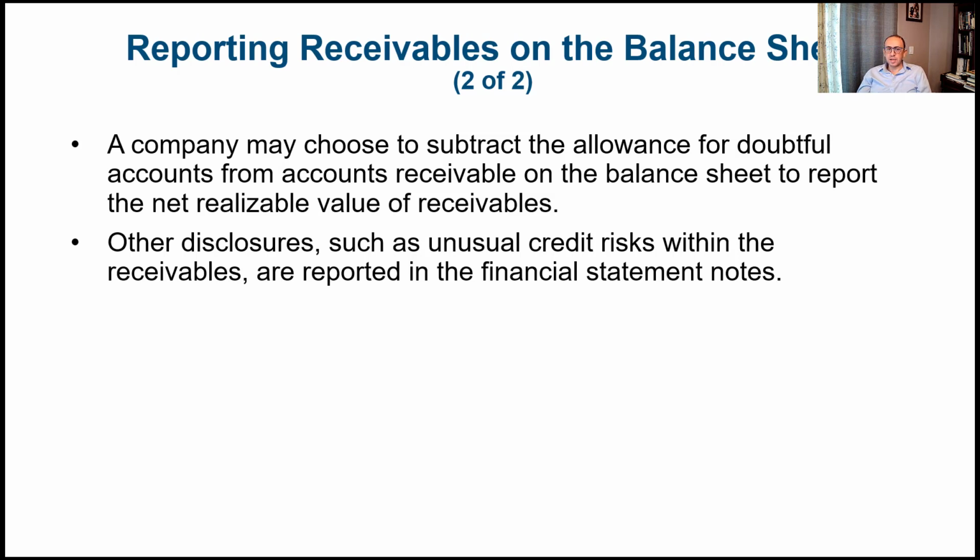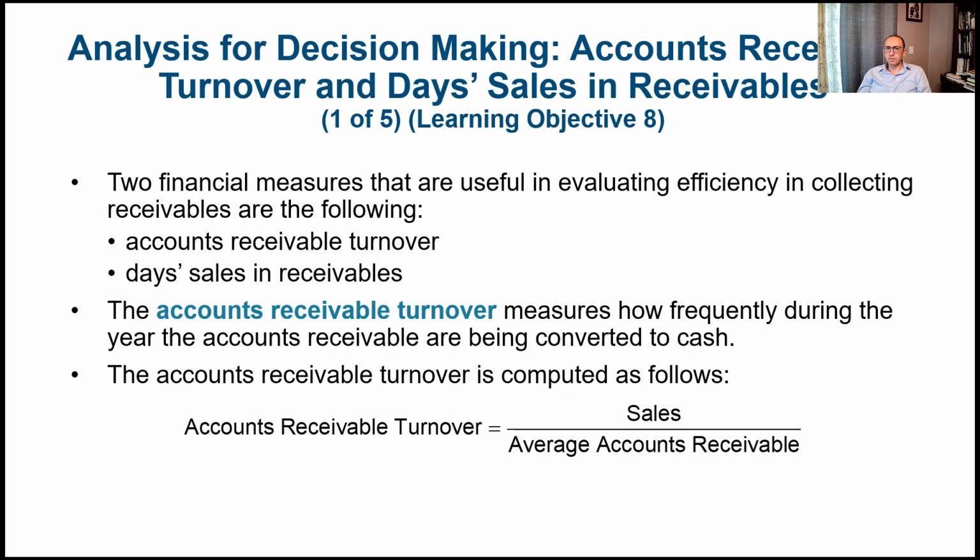Now let's talk about the last part in this chapter, which is analyzing for decision making. And here we have a couple of ratios that I think are interesting to learn. One is called accounts receivable turnover, and the other one is days sales in receivables. The first one shows how many times within a period accounts receivable are issued and then collected from the customers. And the days sales in receivables is how many days it takes to collect accounts receivable. So these are two financial measures that are useful in evaluating efficiency in collecting receivables.